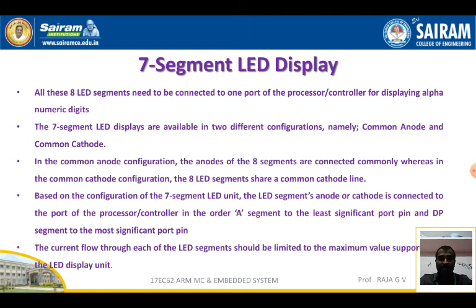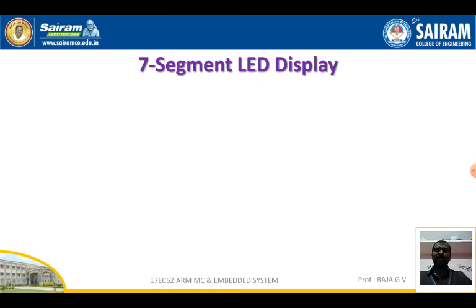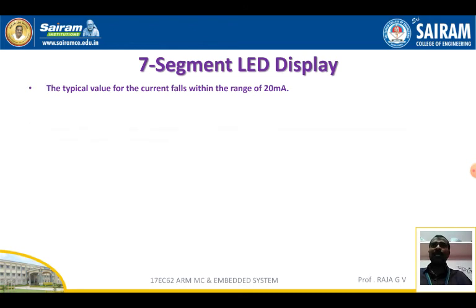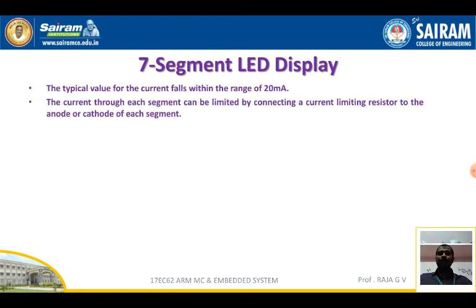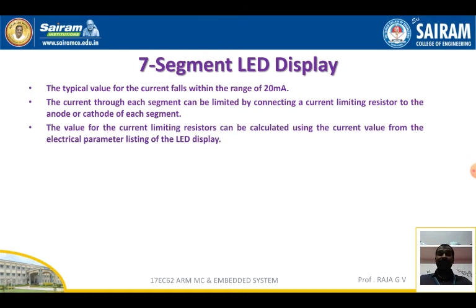The current flow through each LED should be limited to the maximum value supported by the LED display. The typical value of the current falls within the range of 20 milliamps. The current through each segment can be limited by connecting a current limiting resistor to the anode or cathode of each segment. The value for the current limiting resistor can be calculated using the current value from the electrical parameter listing of the LED display.